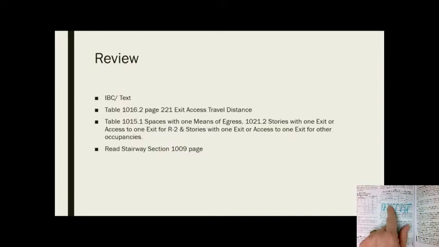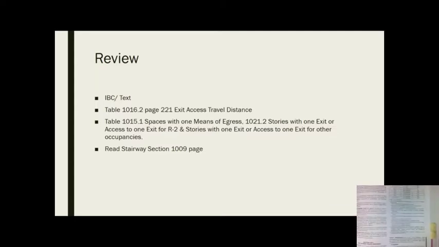This is for 3 or more exit or exit-way doorways. You need to know that, because this is a formula right in through here that we're going to be using. So you need to make sure that you have this highlighted on page 262 of your IBC code book.